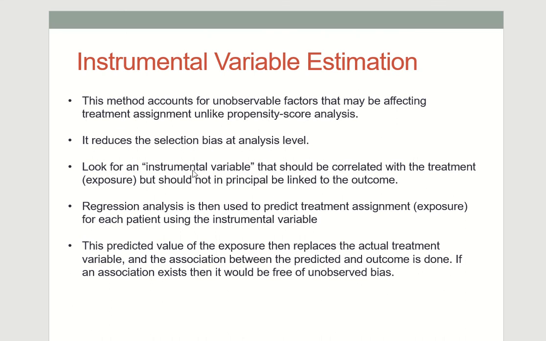You're going to look for a variable that should be correlated with the exposure, but should not be correlated with the outcome. You should know that it makes no sense for this variable to be associated with the outcome, but you know it's associated with the exposure. Then you run a regression to predict the treatment assignment for each patient using the instrumental variable. The predicted value of the exposure then replaces the actual treatment variable, and the association between the predicted exposure and the outcome is examined. If an association exists, then it should be free of unobserved bias.